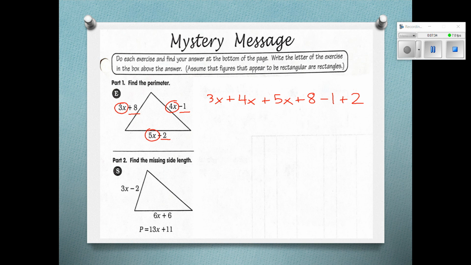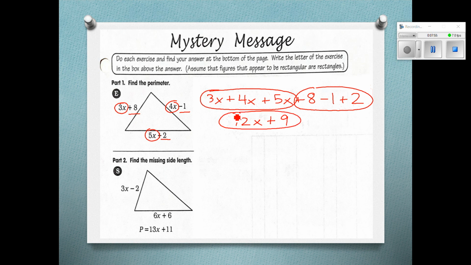So I'm going to combine together all of the x terms. And then I'm going to combine together all of the constants. And when I do that, I would get 12x. And over here, when I add these together, I would get plus 9. So there is the perimeter of that triangle.